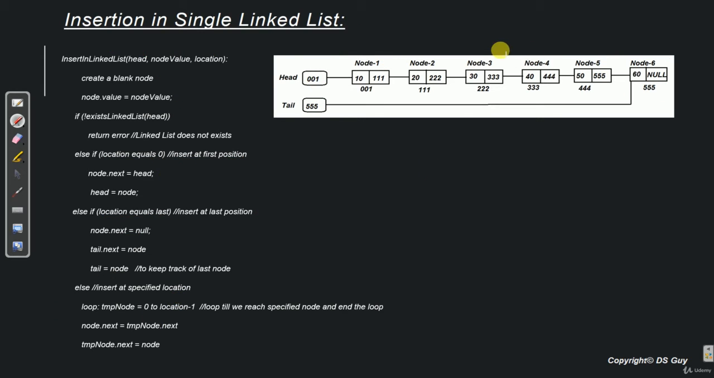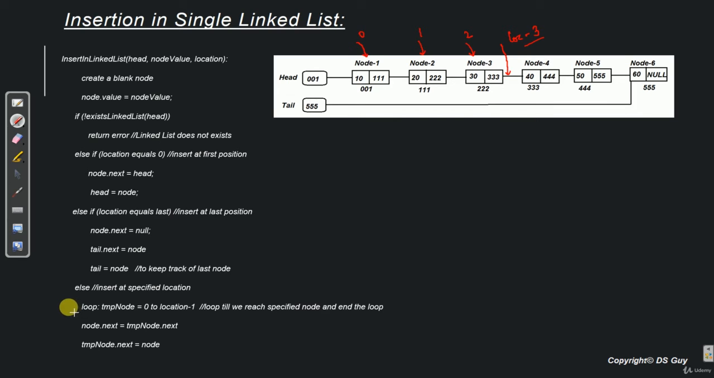Let's say we want to insert a new node between 3 and 4, which is location 3. I am assuming that node 1 is location 0, this is location 1, this is location 2, and the new node which will be inserted here will be at location 3. Now you can always start counting from 1 instead of 0, that is up to you. I typically like to count from 0 so that the counting remains similar to how we do it in an array, because in an array we always start with 0.